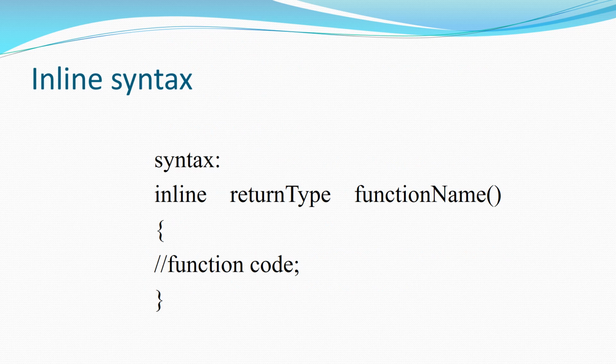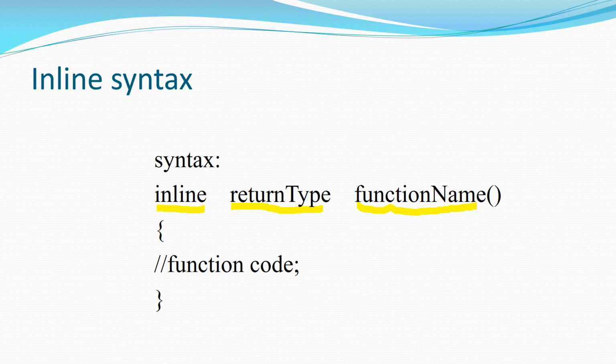Here we have the syntax for the inline function. How are we going to write an inline function? First, we give the keyword inline. Inline is a keyword followed by a return type, for example float or int, etc. And then we have a function name, which is the name given for the inline function.